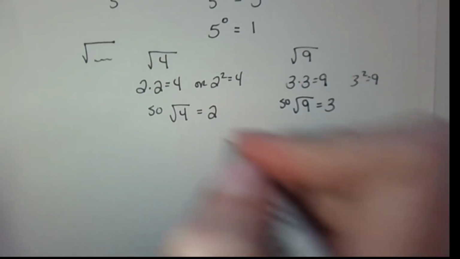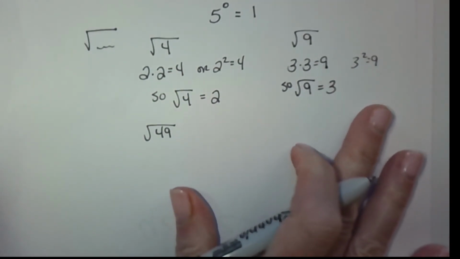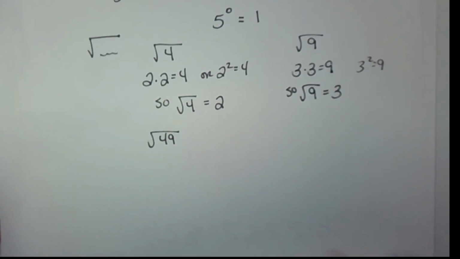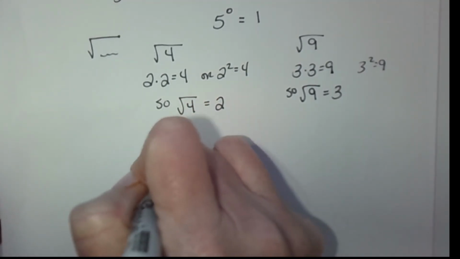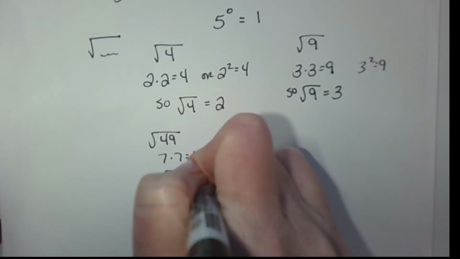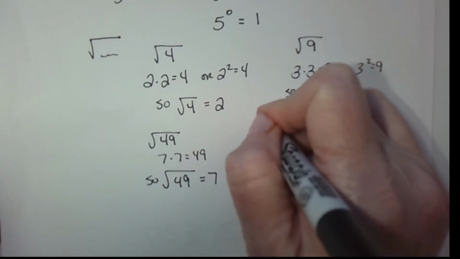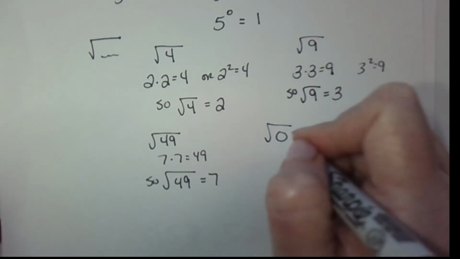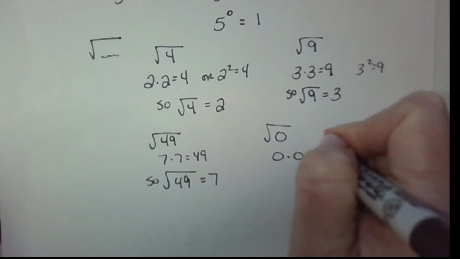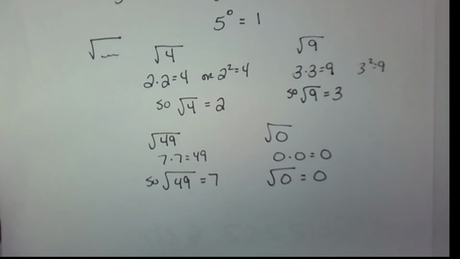Okay, try another one. Square root of 49. What number times itself gives me 49? Well, 7 times 7 is 49. So that means the square root of 49 is 7. What if we have the square root of 0? What number times itself gives me 0? Well, 0 times 0 is still 0. So the square root of 0 is 0.